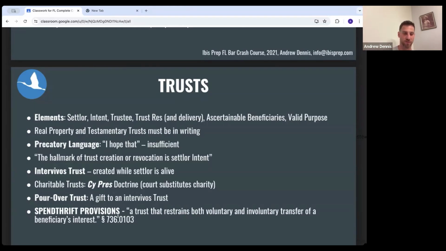So that's what a spendthrift provision is: a trust that restrains both voluntary and involuntary transfer of a beneficiary's interest. There are certain super creditors that can pierce a spendthrift trust. For example, alimony, child support, or government taxes.